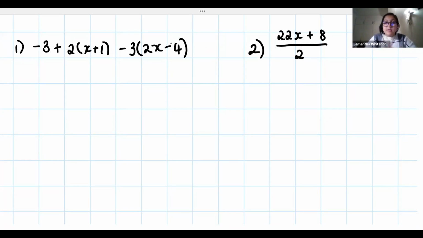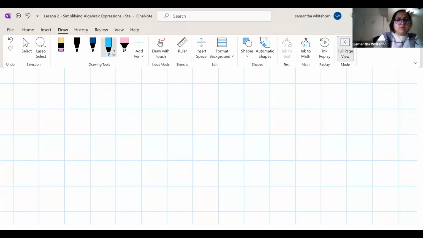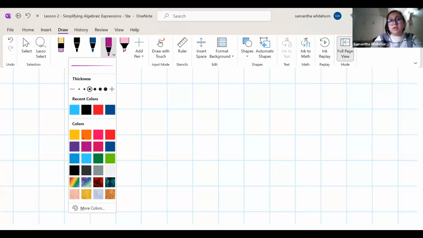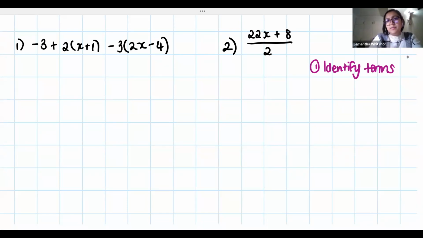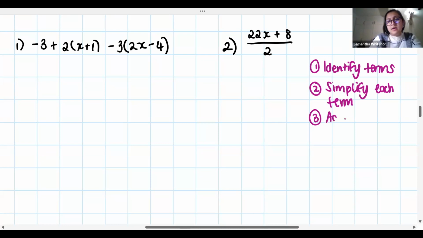Please remember your 3 steps. I'm going to write them on the side for you so that you remember your 3 steps. Identify your terms. Simplify each term. Remember what that means. Are you distributing? Are you dealing with fractions? And then add or subtract your like terms.